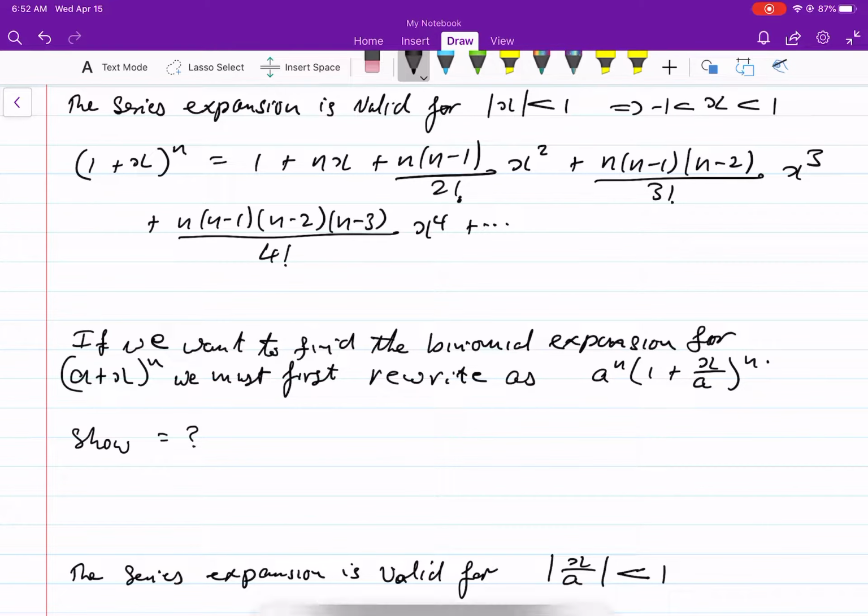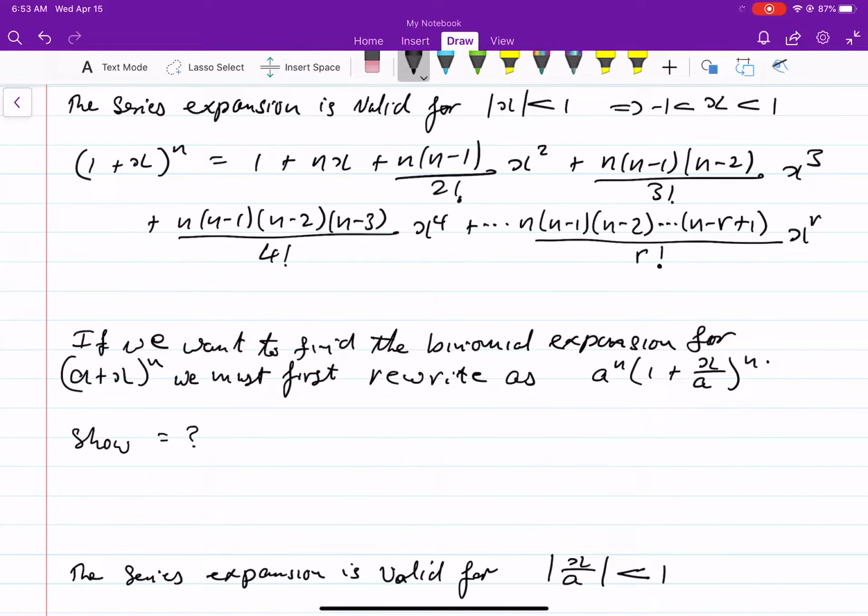The general term looks like this: n into n minus 1 into n minus 2, and so on, into n minus r plus 1, upon r factorial times x to the r, and then on to infinity. It's an infinite series expansion. That entire expression represents the binomial series expansion, or the way you apply the binomial theorem when n is not a positive integer. It looks a bit different from that nCr business when n was a positive integer, doesn't it? It's kind of related.